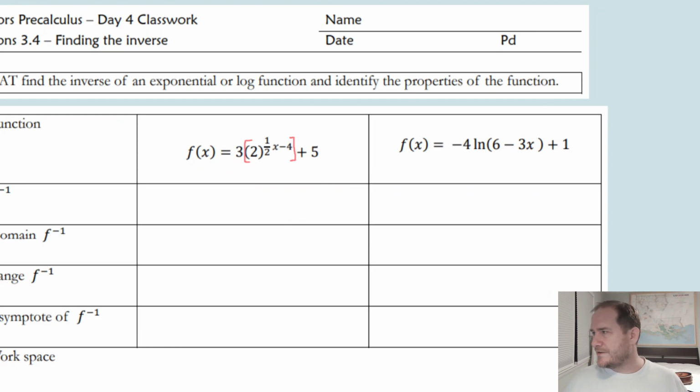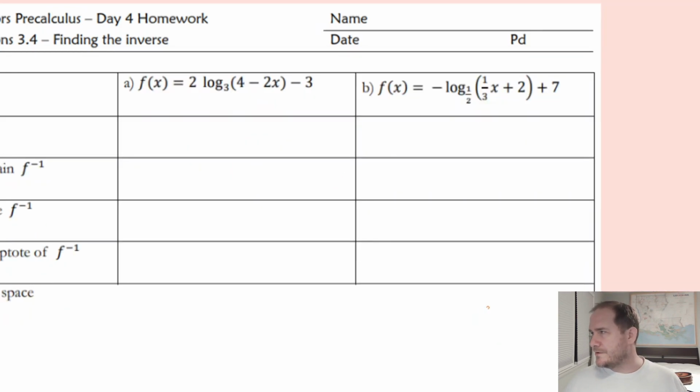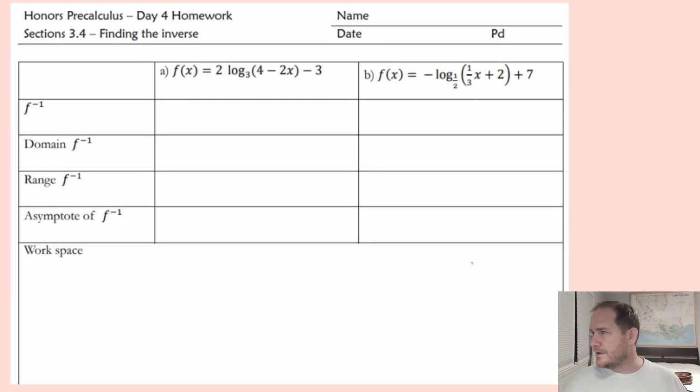But I'm going to stick to the homework, stick to the 2 logs. And like I said, first things first is switch the variables. Second thing is isolate this log by adding 3 to both sides to get rid of it and then dividing by 2. So if this is x and this is y, then we're going to pretty quickly end up with an x plus 3.